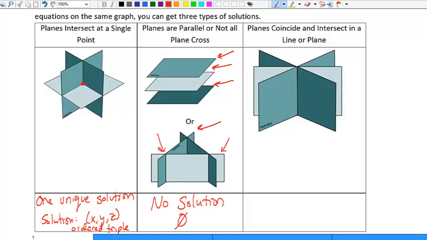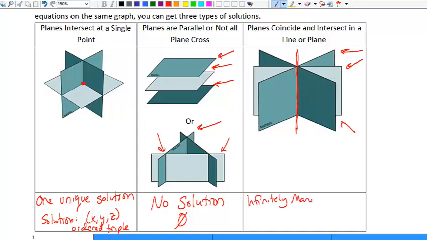And then the last case is if the planes coincide and intersect at a line or a plane or at lots of points, okay? So there's one example that I showed you. The three planes here intersect at this line right here in the middle. So that line in the middle satisfies the light blue, the medium blue, and the dark blue planes. So how many solutions do you have? You have infinitely many solutions.